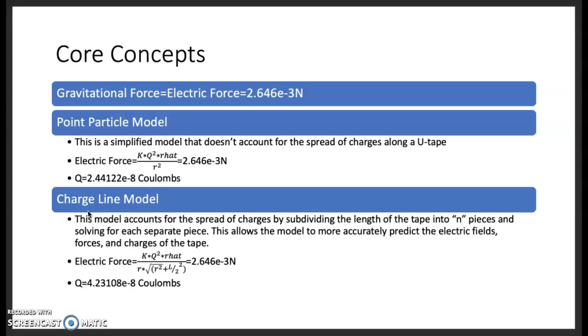A line charge model, however, uses this equation, where L is the length of the line charge, and R is the distance between the observing area and the line charges. Here it is the distance between the two line charges. Calculating this out, we get a charge of 4.2310 e to the negative 8 coulombs.